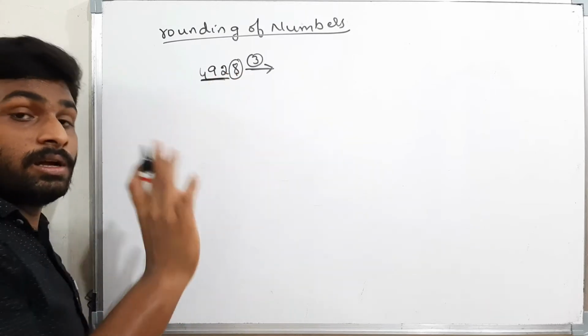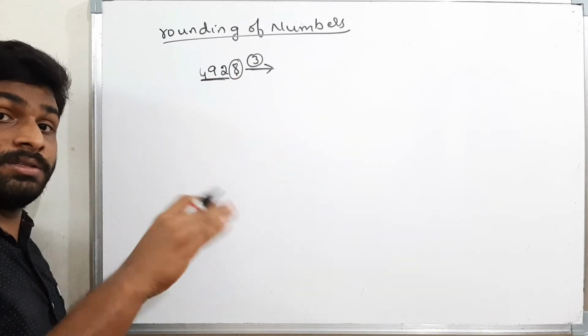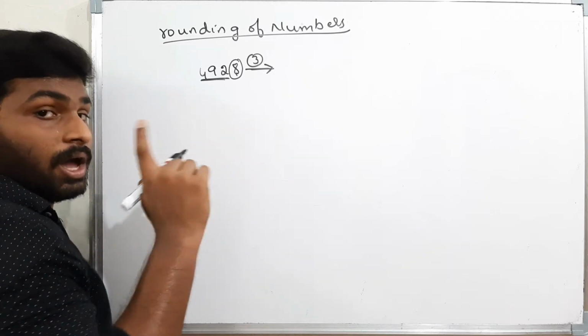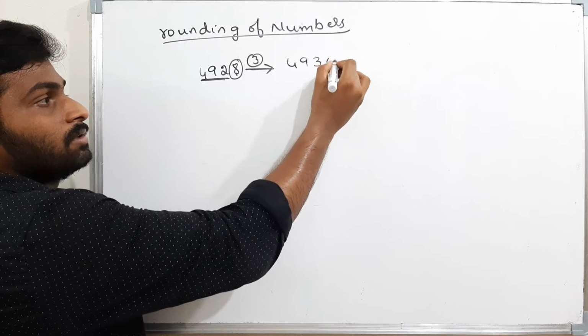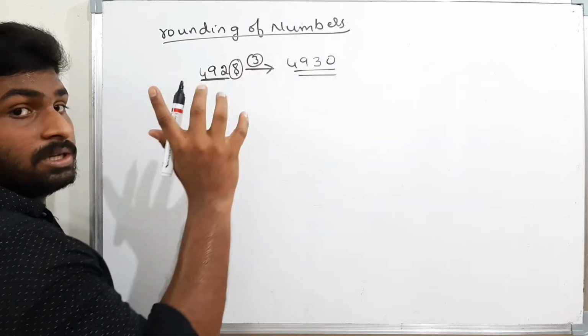Now is 8 greater than 5, or less than 5, or equal to 5? It is greater than 5. If it is greater than 5, what do I have to do? I have to add plus 1 to the before number. That means what is the answer? 4930. This number is having 3 significant figures.